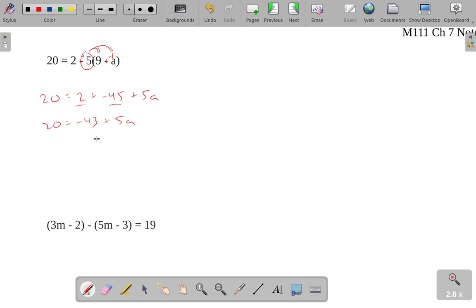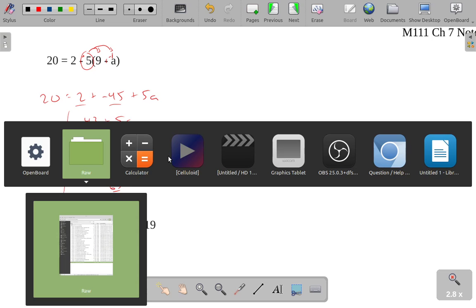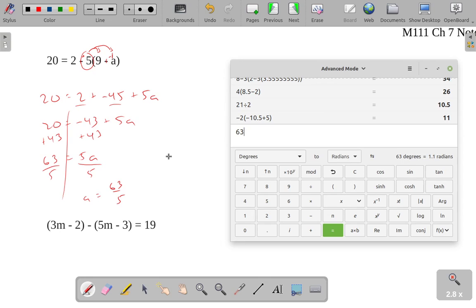These numbers don't look like they're going to work out very nicely, but they don't need to. I'll add 43 to both sides of this equation. Let me rewrite that. Add 43 to both sides, we get 63 equals 5a. Divide both sides by 5. We get a equals 63/5. It's kind of a weird number. Weird enough that I feel like I should check my work. 63 divided by 5 is 12.6.